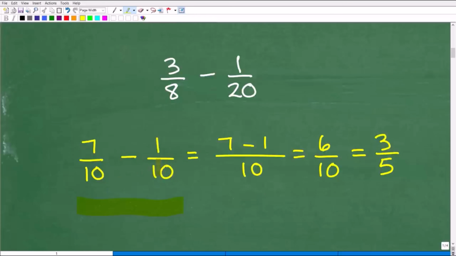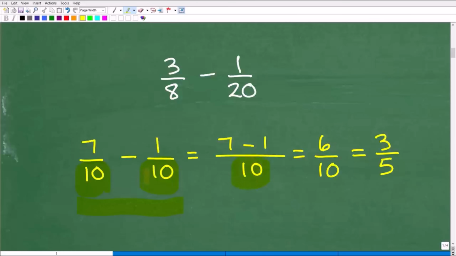Well, in addition and subtraction problems, when we're dealing with fractions, the first thing we do is we look at the denominators, these bottom numbers, and what are we looking at? Well, hopefully you're thinking to yourself, are these numbers the same? Okay, if they are the same, i.e., we have the same denominator, well, then this problem becomes very easy.